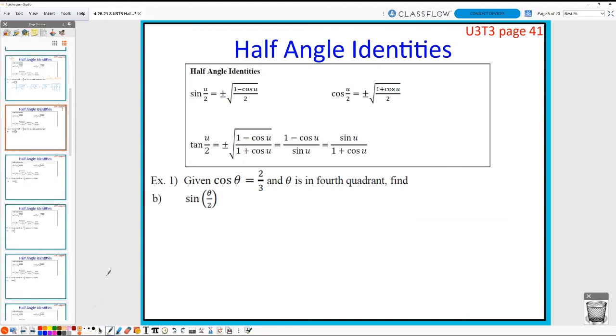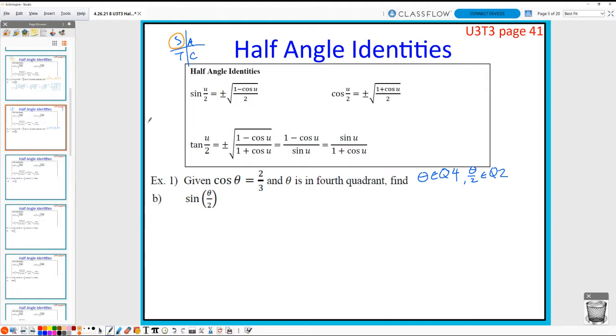Now this in your packet is going to be already kind of written out, right? Because it's on the same page. I'm just going to write this real quick as a quick reminder for myself. That means theta over 2 is in quadrant 2. And again, if I use All Students Take Calculus, in quadrant 2, my sign is positive. So I'm going to choose the positive version.